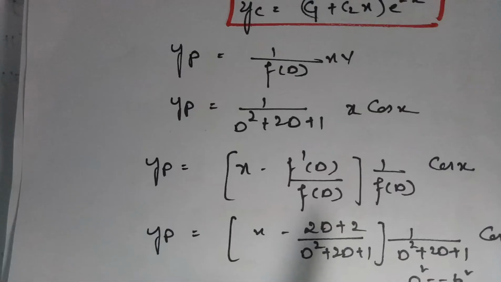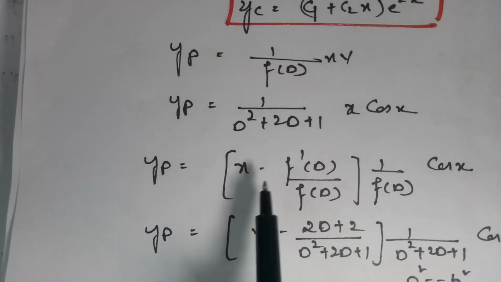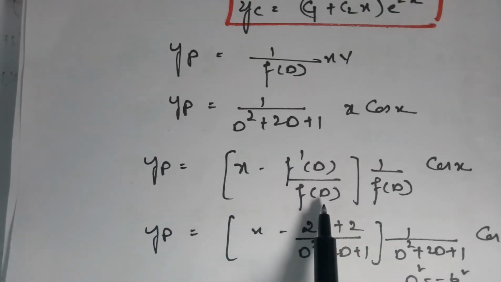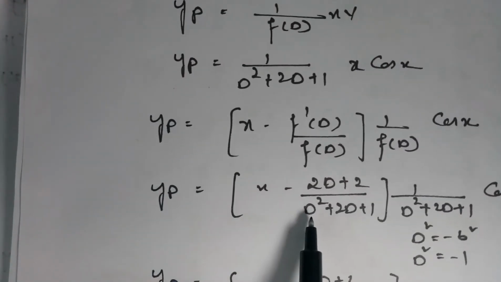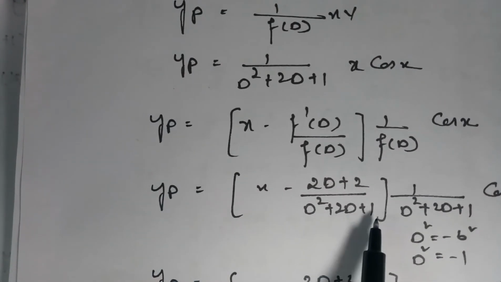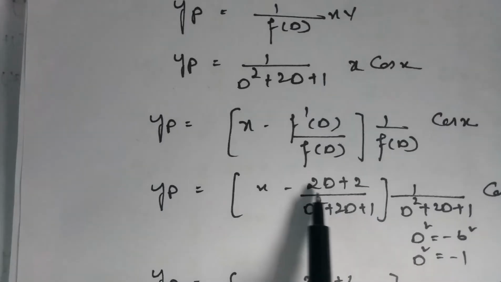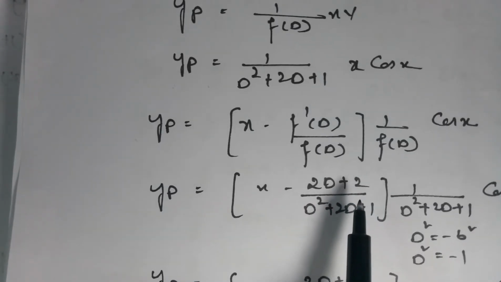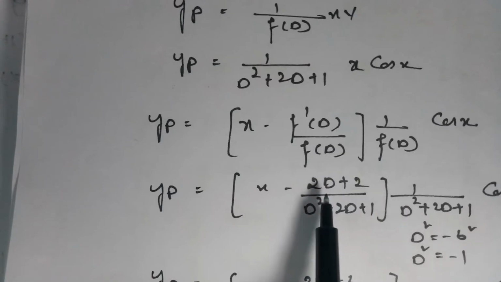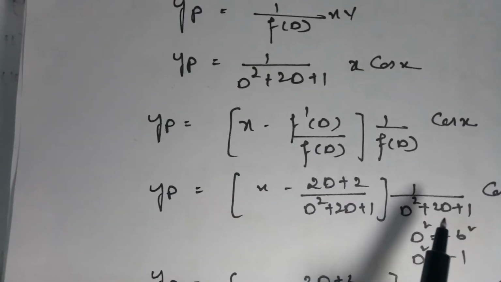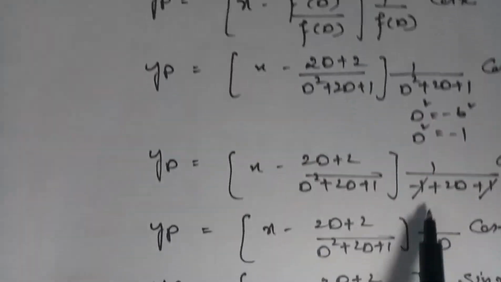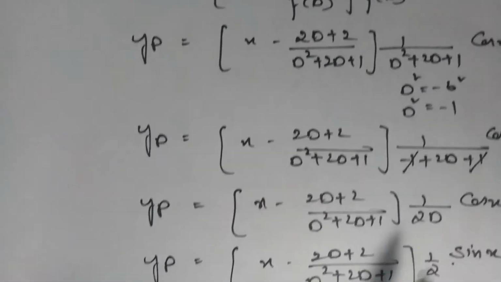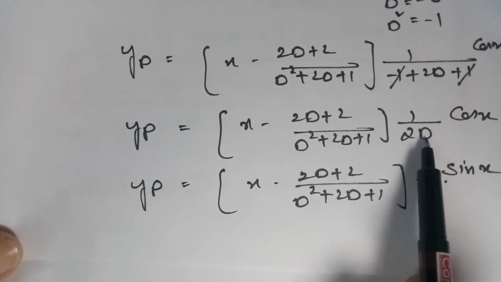To find the particular integral, I have a formula. What is that formula? It is x minus f dash of d by f of d into 1 by f of d into cos x. So f of d is nothing but d square plus 2d plus 1. What is the derivative of it? It is 2d plus 2. After substituting d square value as minus 1, minus 1 and plus 1 got cancelled. So it is 1 by d.